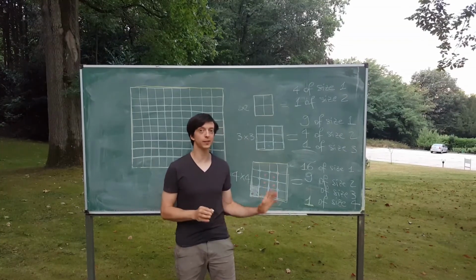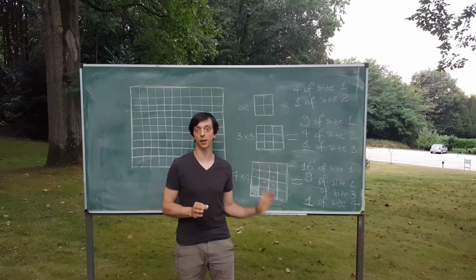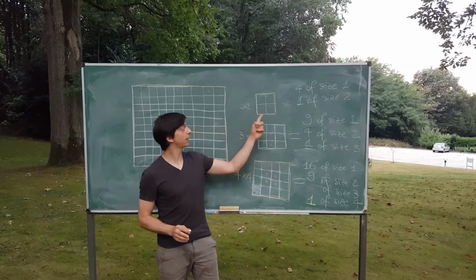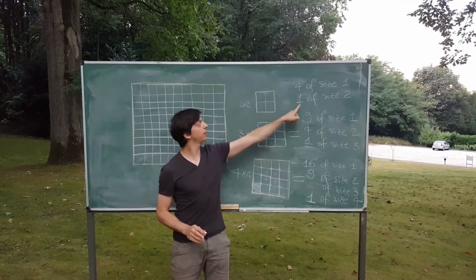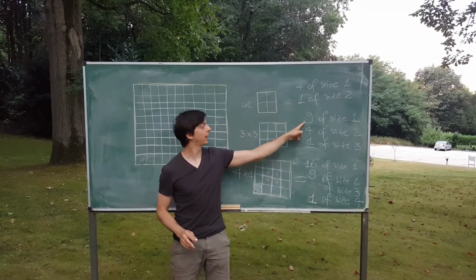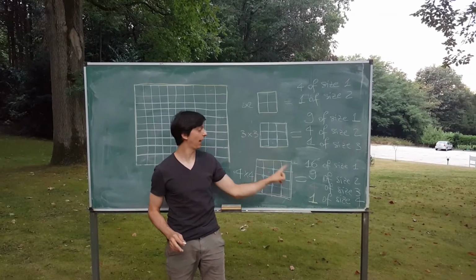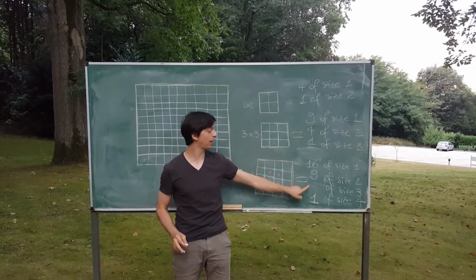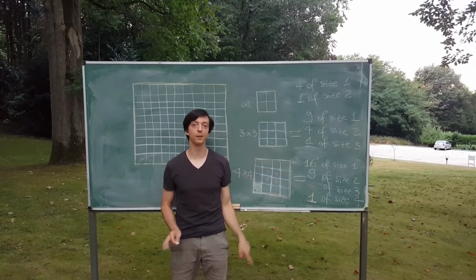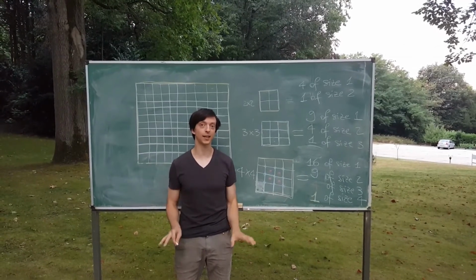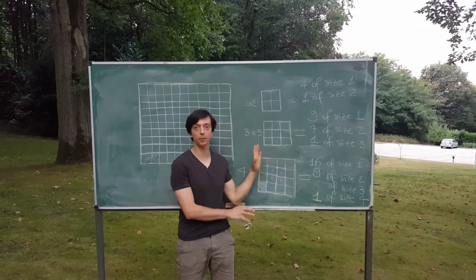Okay, so did you notice something particular about these numbers? In the first case, we had 4 small ones and 1 big. And then we had 9 plus 4 plus 1. And then we had 16 plus 9 plus 4 plus 1. Please stop the video now and discuss whether there is something particular about these numbers.